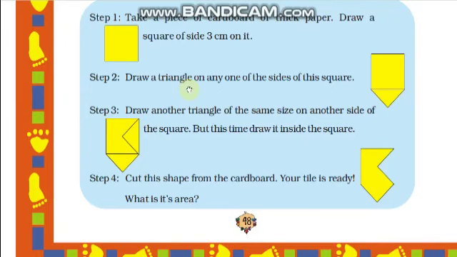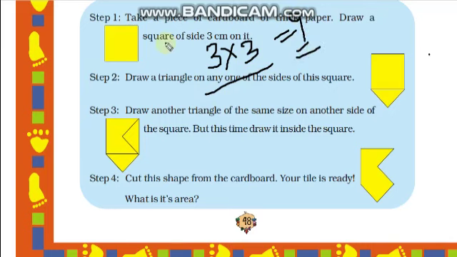It is of side 3 centimeter. So what is the area of this square? The area of this square is 3 centimeter into 3 centimeter. What will it be? 9 square centimeter. Okay, it is 3 into 3, because we know the area of a square is side multiplied by side, and 3 threes is 9 square centimeter. So the area of this square is 9 square centimeter.